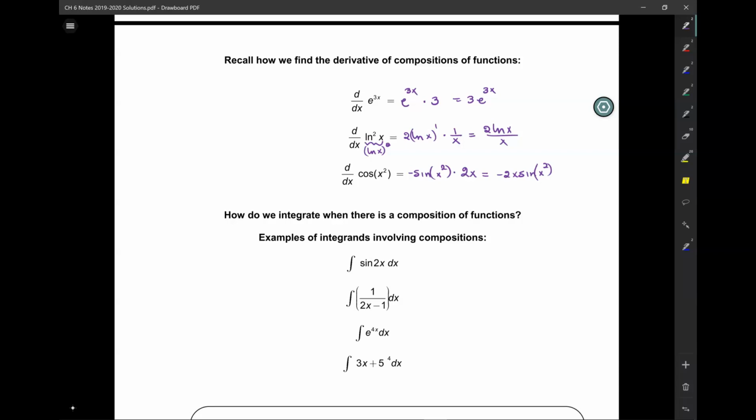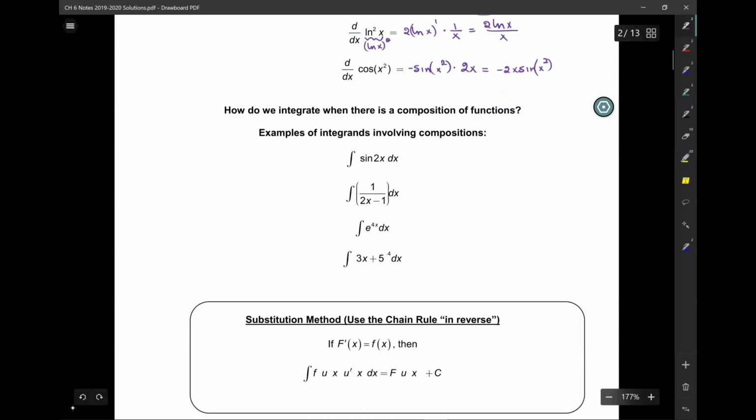So now, if I had to go backwards, I have to do the same thing. Look at this top one. To go backwards, if I were to integrate 3e to the 3x and get the original function, I have to have a way of eliminating the stuff from the inside in order to get back to the original function. So how do we do this?